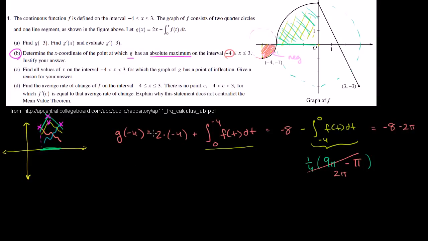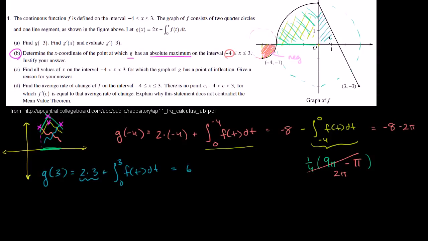So let's try the other bounds. Let's see what g of positive 3 is. I'll do it over here so I have more space. So g of positive 3, when x is equal to 3, we go back to our definition, that is 2 times 3 plus the integral from 0 to 3 of f of t dt. And this is going to be equal to 2 times 3 is 6, and the integral from 0 to 3 of f of t dt, that's this entire area.